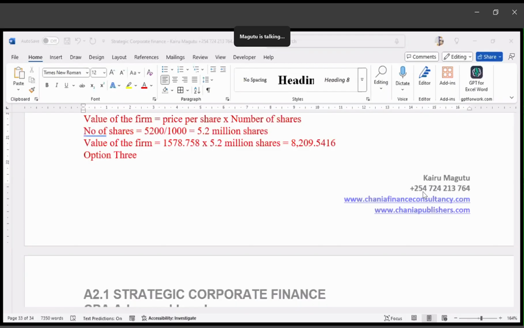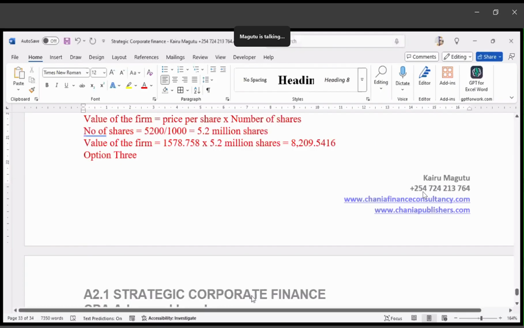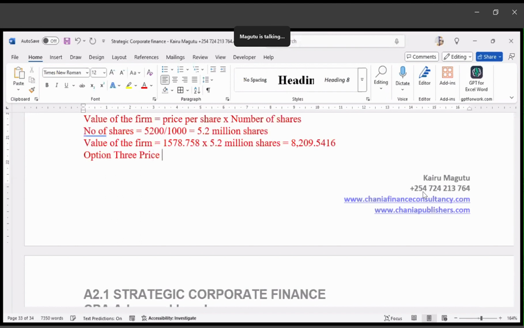Price earnings ratio, Option 3. Price earnings ratio.